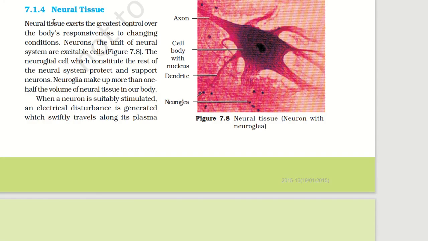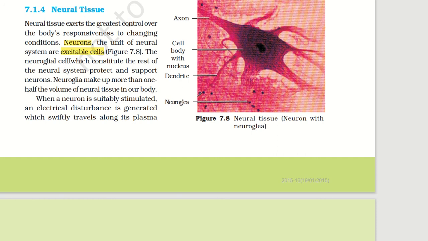Next we shall see the neural tissue. Neural tissue basically has two types of cells. One is the neurons. Neurons are the unit of the neural system, and these are the cells which get excited. These are the excitable cells. That means they take up the information that is coming, and they also give out information. So these are excitable cells.